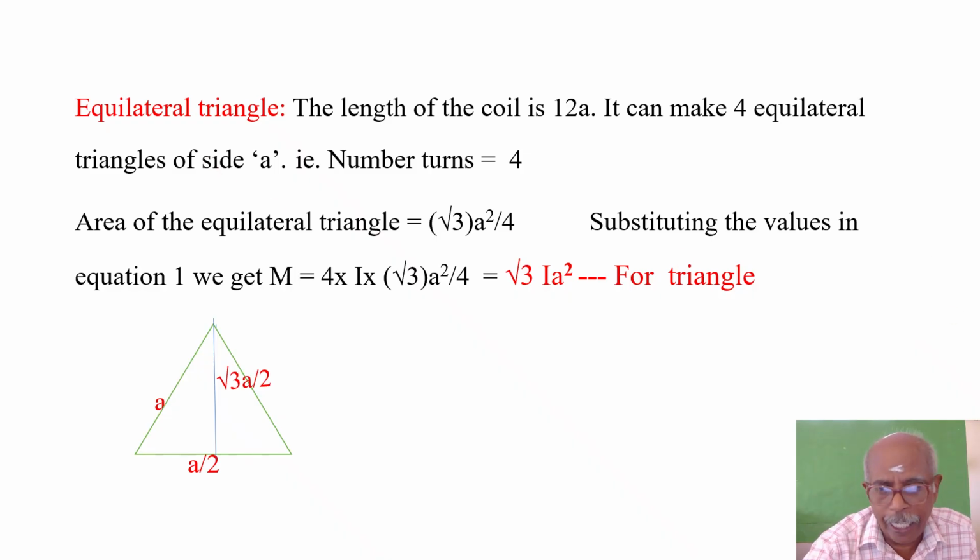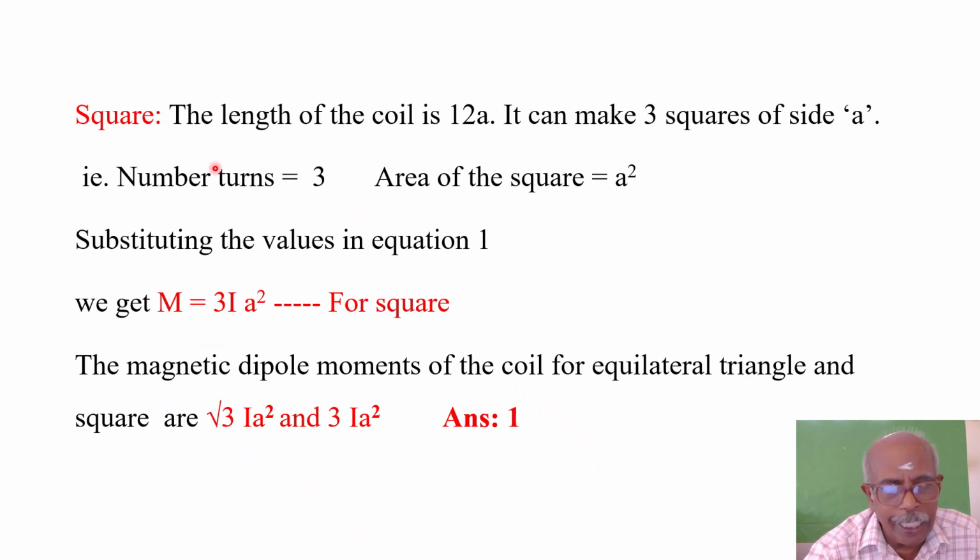Then what about the square? Now consider the case of the square. The length of the coil is 12a. So it can make 3 squares of side a, is it not? The circumference of the square is a plus a plus a plus a, 4a. With the length 4a, you make 1 square. With the length 12a, you will make 3 squares, since 3 into 4a is 12a. It means when you make the coil as a square, the number of turns will be 3.